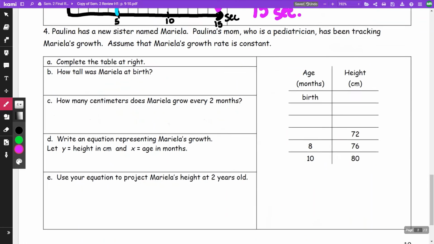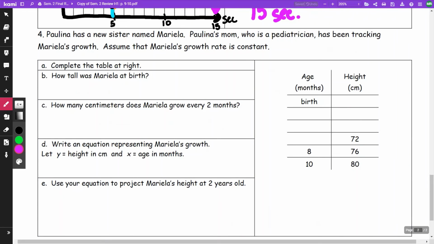On number 4, Paulina has a new sister named Mariella. Paulina's mom, who is a pediatrician, has been tracking Mariella's growth. Assume that Mariella's growth rate is constant. Complete the table and I'm going to answer these questions.